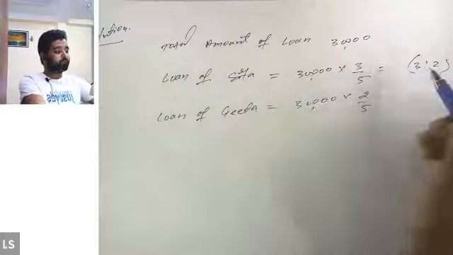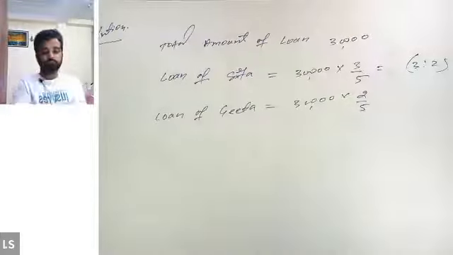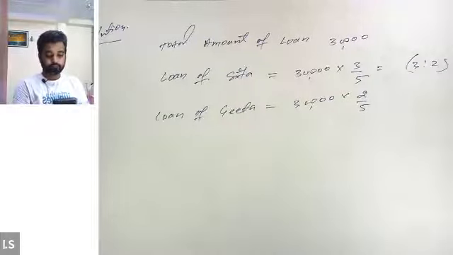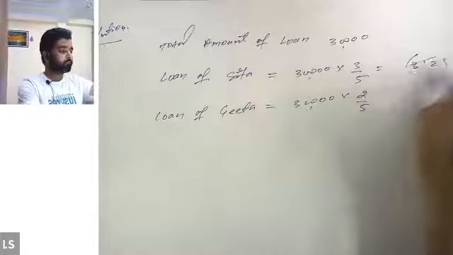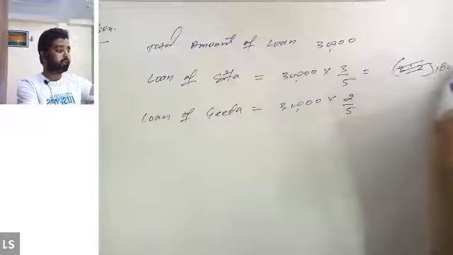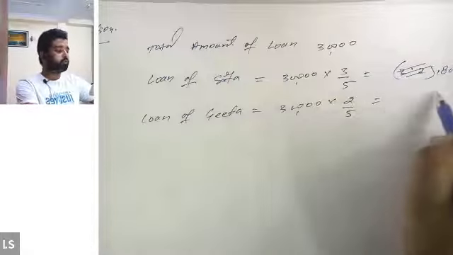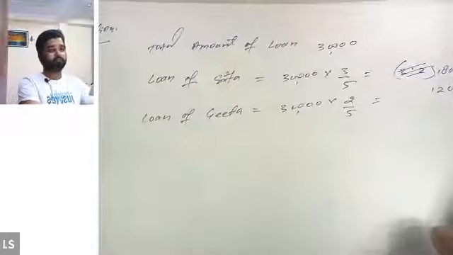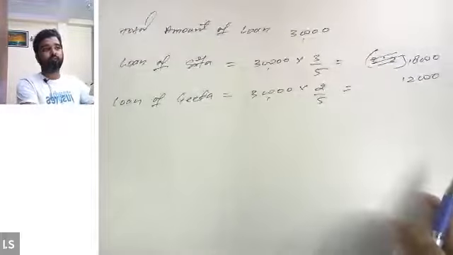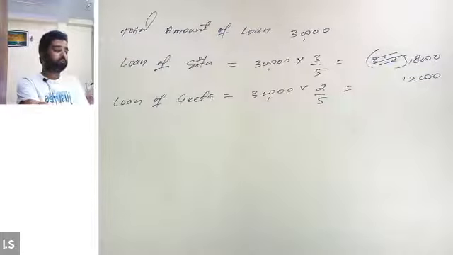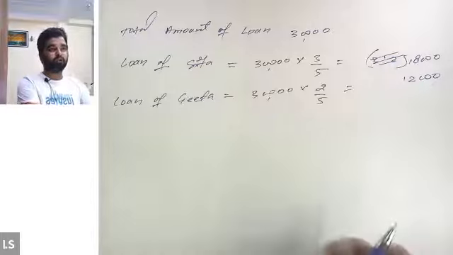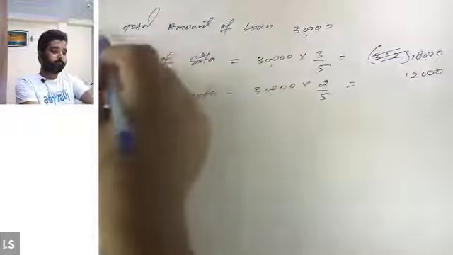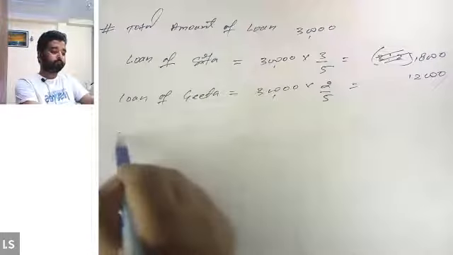Now calculate the value. 90,000 divided by 5, it will be 18,000 given by Sita. And remaining amount, obviously, it will be 12,000. This was given by Geeta. Right, everyone? Anyone having any doubt understanding this? We have just calculated the amount of loan till this point. We are still required to find out the interest on their loan. Right?